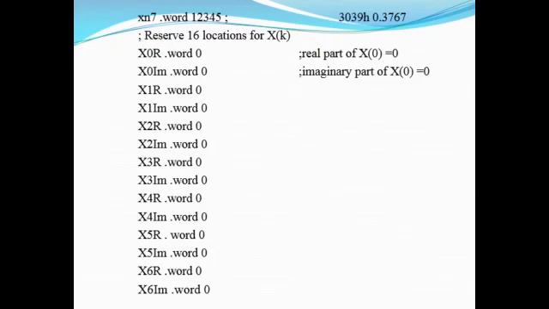Then reserve 16 locations for f of k because 8 locations are required for the real part and 8 locations are required for the imaginary part. So we can see x0 re word 0, x0 im word 0. One is for real, one is for imaginary. For 8 samples, we require 16 locations: one real part location, one imaginary part location.